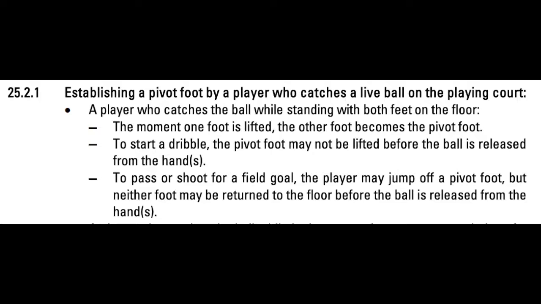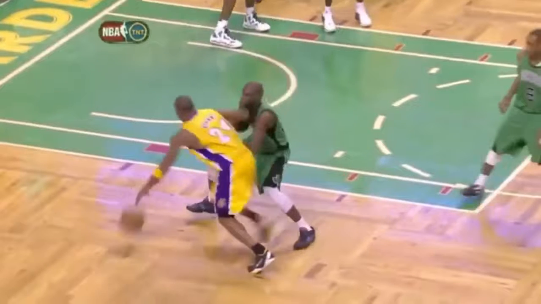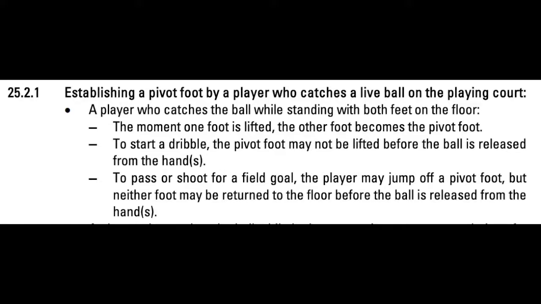The last thing we're going to look at is the triple threat out of a pivot on a stationary catch. Your triple threat are the three ways you can lift your pivot foot off the ground. The first one is a dribble. When the ball leaves your hands, then you're allowed to lift the pivot foot. If you lift the pivot foot prior to allowing the ball to be released from your hands, it is a travel.